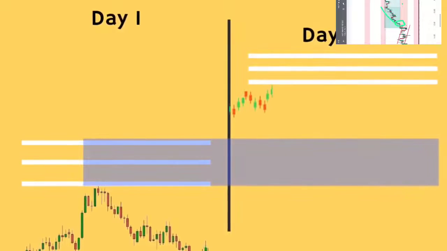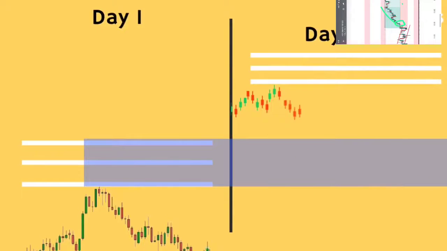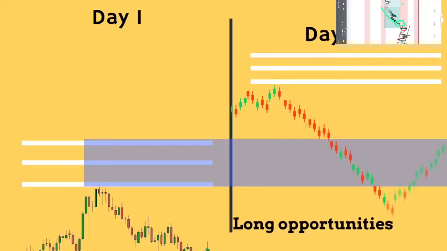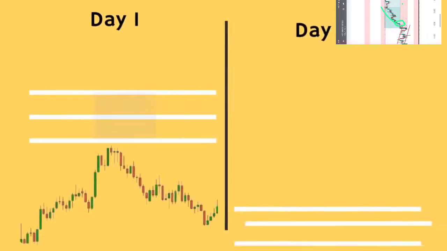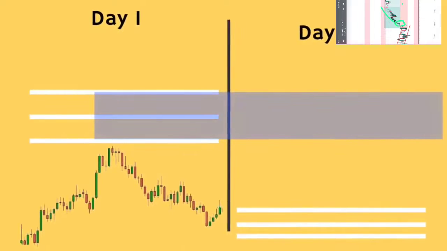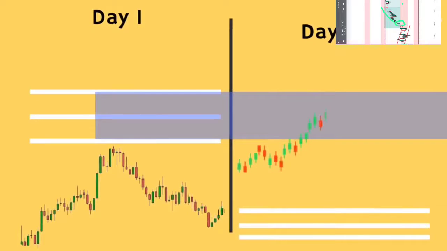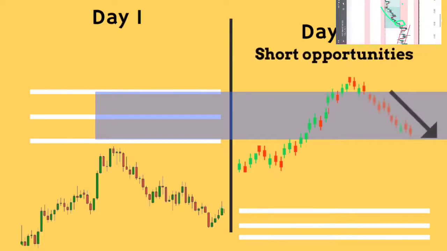In some cases, the candles may also break the Virgin CPR and fall further. In such cases, if the candle reverses and comes above the Virgin CPR, we can take a long position. Similarly, in some scenarios, the candles may also break the Virgin CPR and move up. In such cases, when the up candles reverse and come below the Virgin CPR, we can initiate our short position.